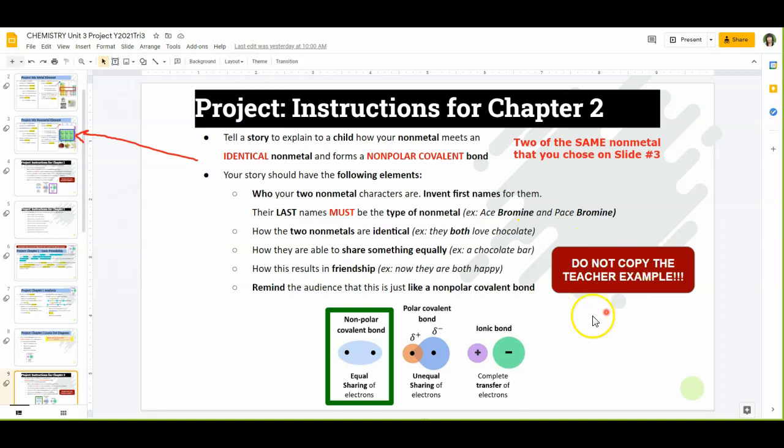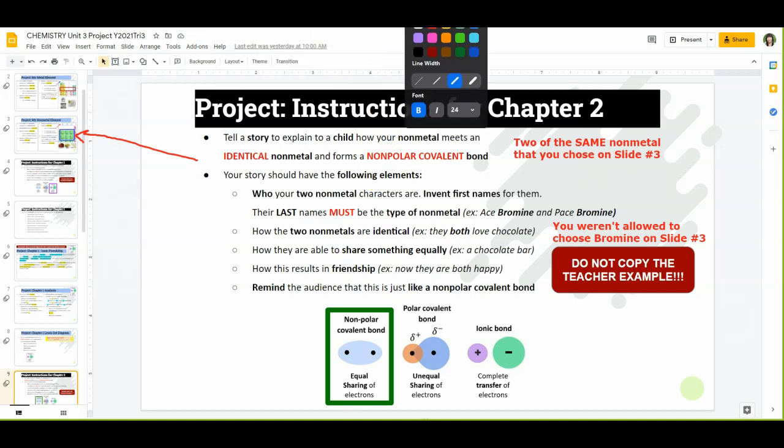Please do not copy my example here because you were not allowed to choose bromine on slide number 3. Obviously don't use that one, because then I will know that you are plagiarizing.